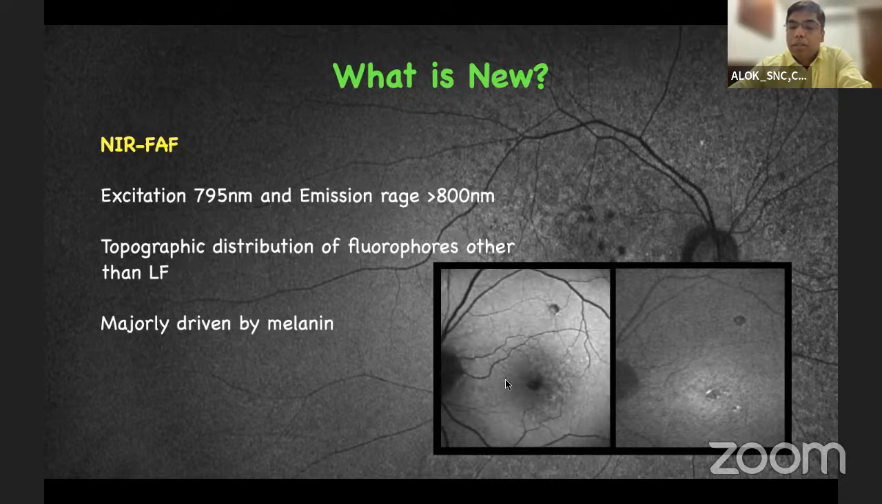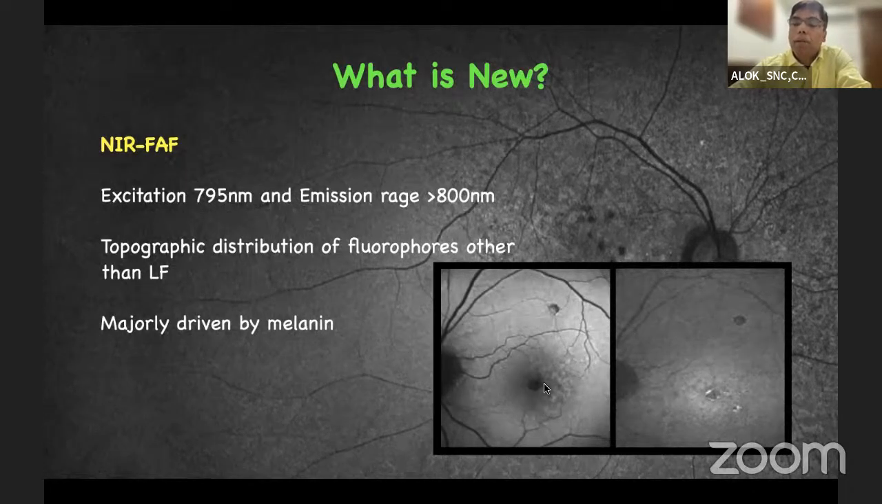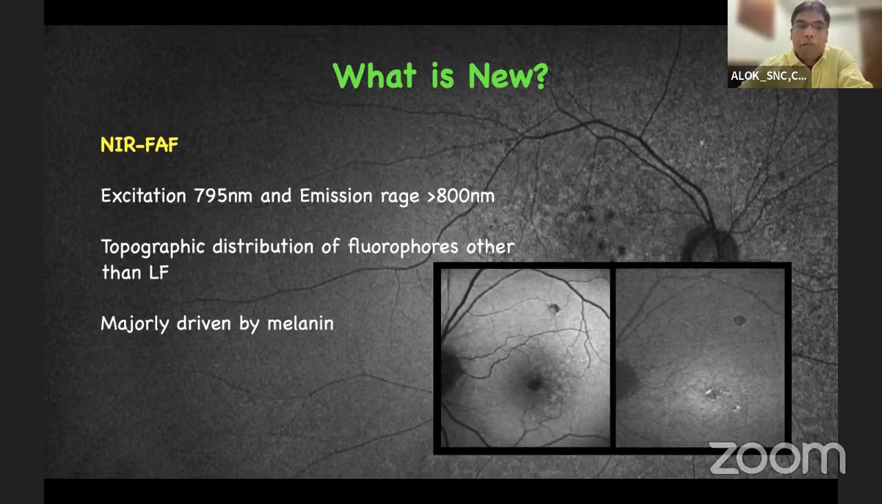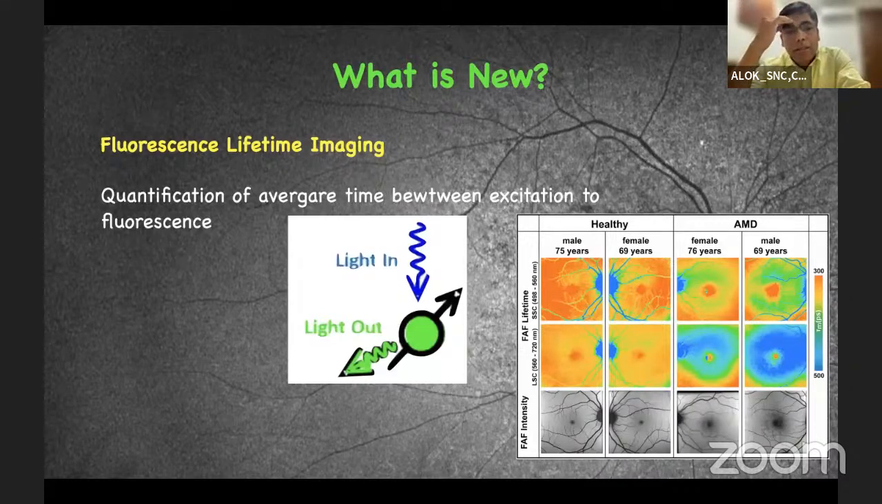The right one is the blue autofluorescence where the fovea appears dark, while the left one is the near infrared autofluorescence where the fovea appears bright. Now, this helps you to identify an area of atrophy which is subfoveal. In blue autofluorescence, the subfoveal atrophy may not be clearly visible, and it is more effectively delineated on near infrared autofluorescence. The other thing is the fluorescence lifetime imaging.